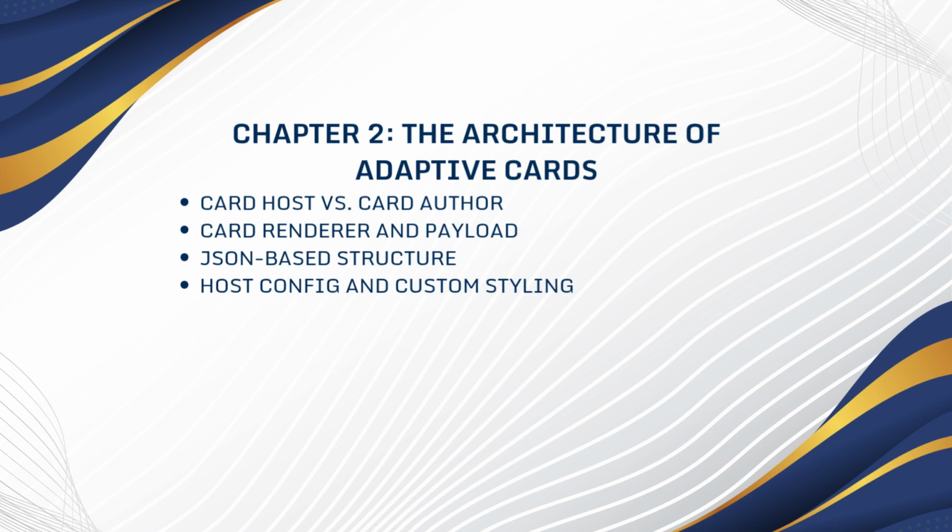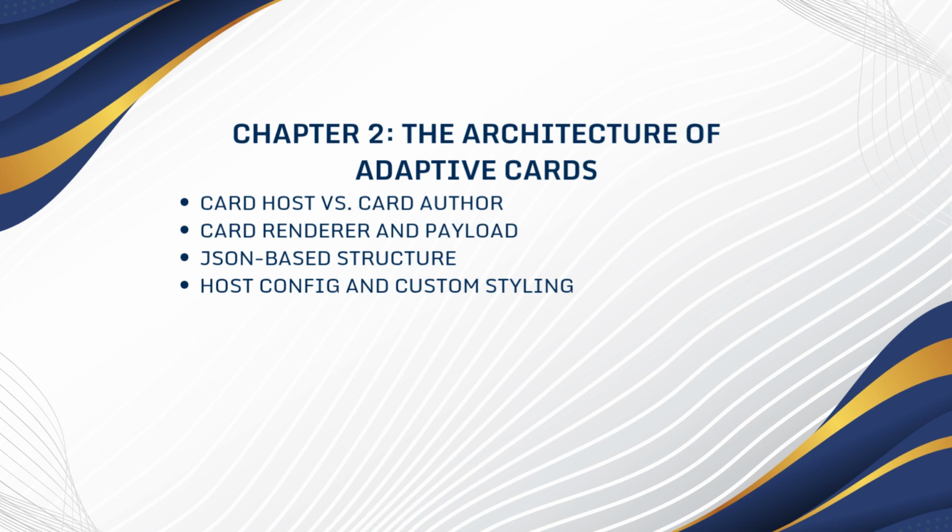Second, card renderer and payload. We'll see how your JSON card definition gets transformed into actual UI elements that users can interact with. Third, JSON-based structure. We'll explore why adaptive cards use JSON format and how this simple, readable structure makes cards portable across platforms. Finally, host config and custom styling. We'll learn how each platform maintains its own look and feel while still displaying your cards consistently.